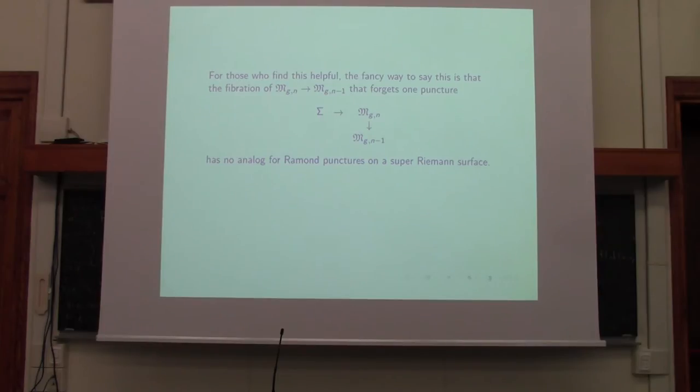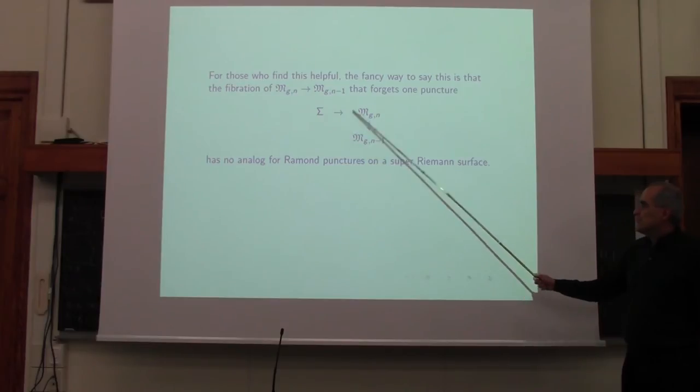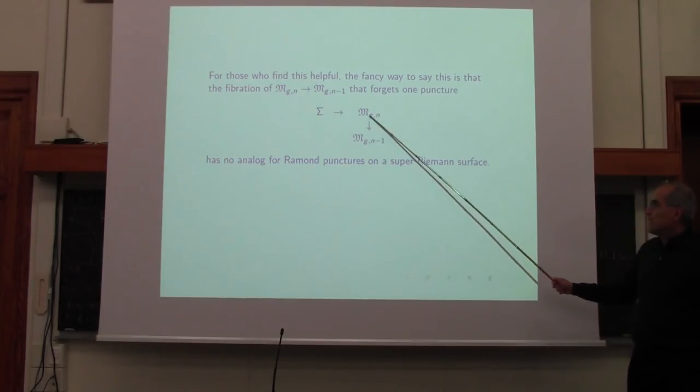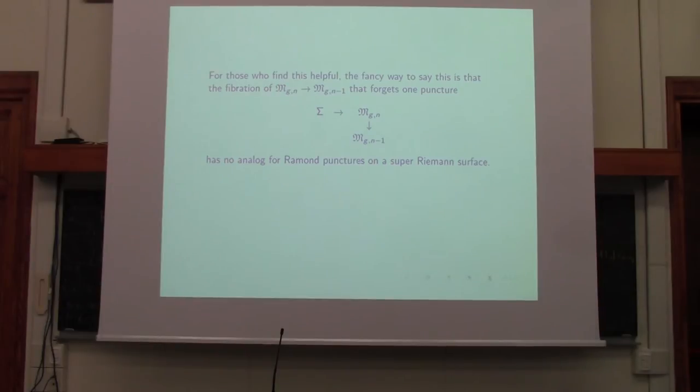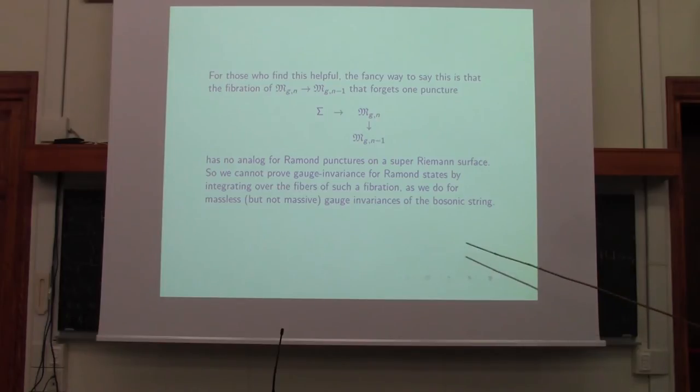For those who find this helpful, the fancy way to say it is that in bosonic string theory, and similarly for Neveu-Schwarz vertex operators in superstring theory, there is a forgetful fibration where you forget one position of the vertex operator. But there's no analog of this forgetful map for Ramond punctures on a super Riemann surface. So there's no notion of integrating over the fiber. The only way to try to prove gauge invariance is a full integration over all of moduli space. So we can't take a shortcut to prove gauge invariance for Ramond states. We need to apply the full BRST machinery.